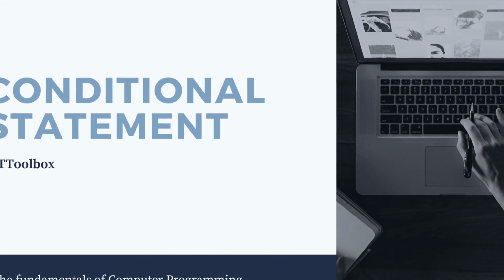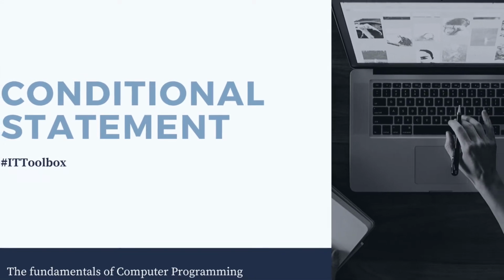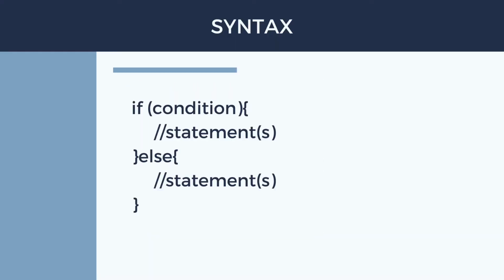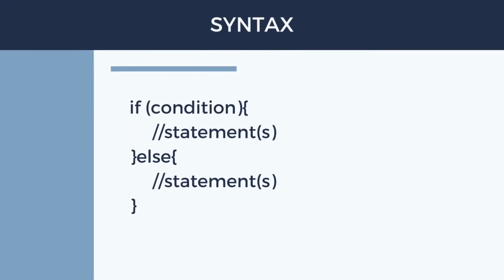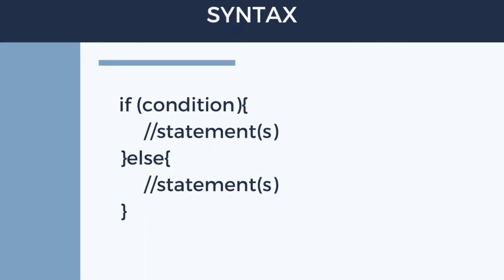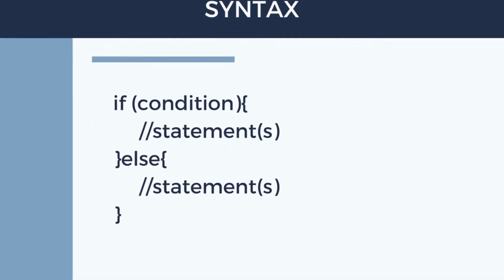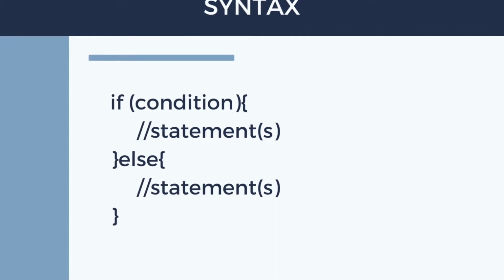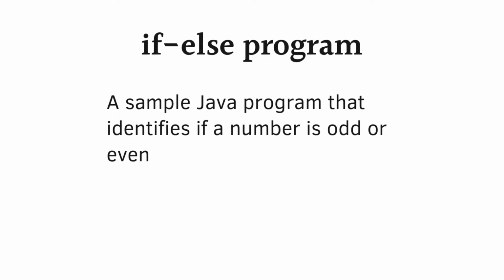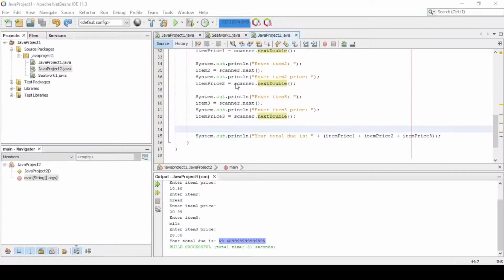You can make your program decide on which code to run. This is with the use of conditional statements, which has this syntax: if, condition, open and closing curly braces, then else. To illustrate, let's create a simple program that identifies if a number is odd or even.